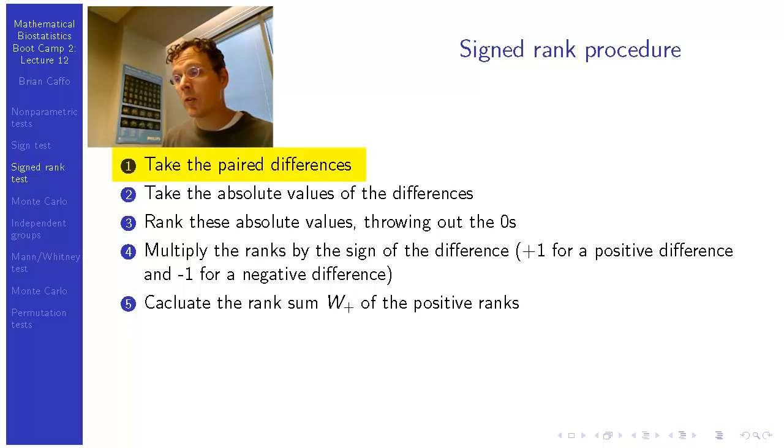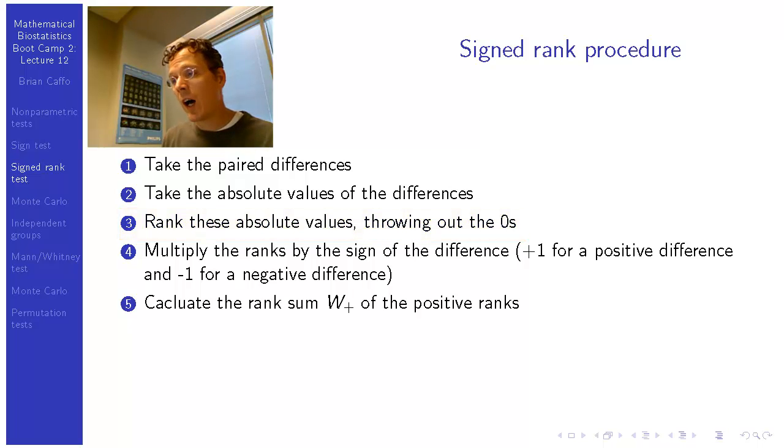So we take all the paired differences, just like we did before. We take the absolute values of the differences, which is new. Now we haven't done that. And then we rank these absolute values from least to greatest, throwing out the ties, throwing out the zeros, is what I mean.